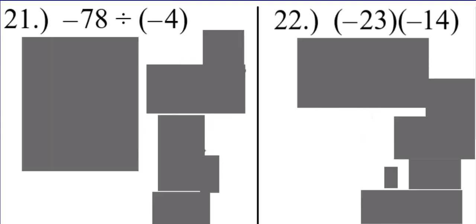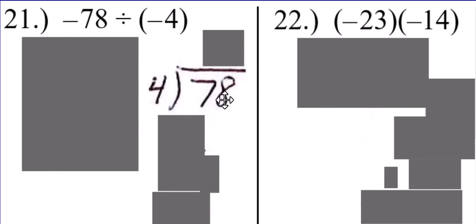Let's move on. Problem number 21. This is not the easy kind of division. You probably have no idea how many 4s can make 78. So we're going to go off to the side and set up our long division.